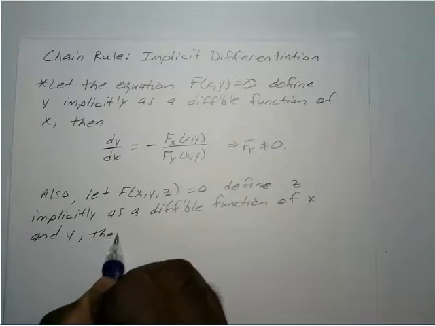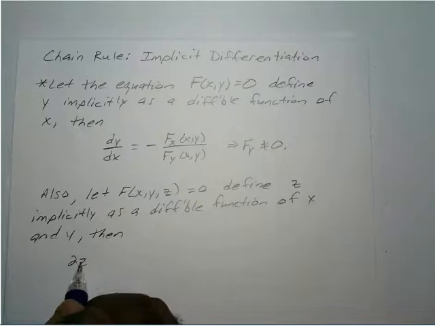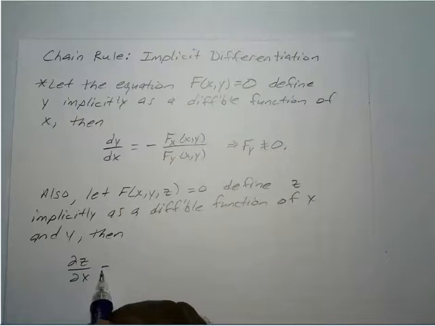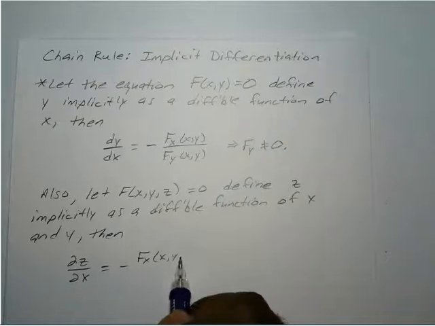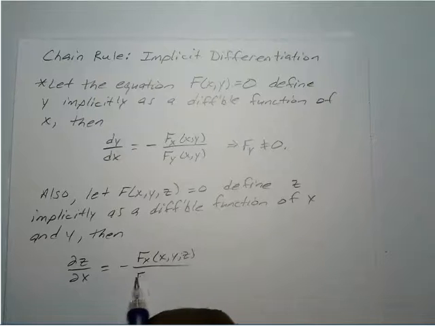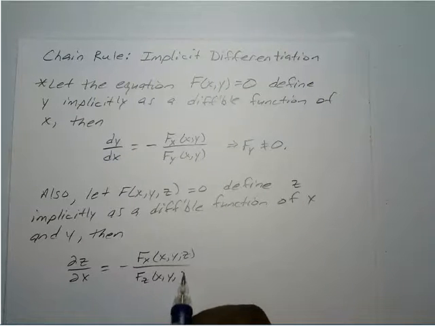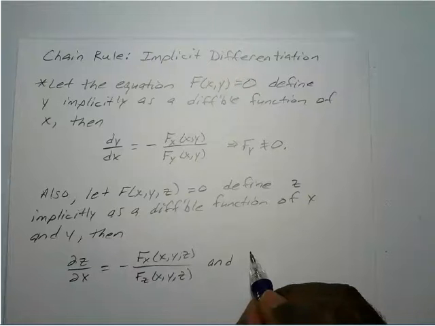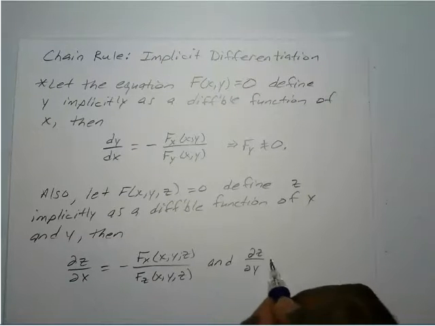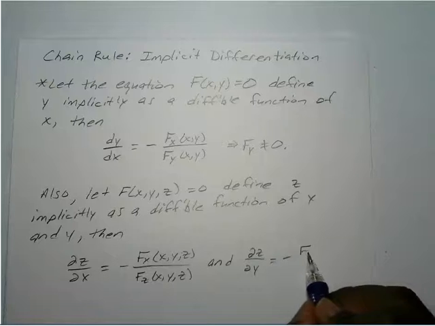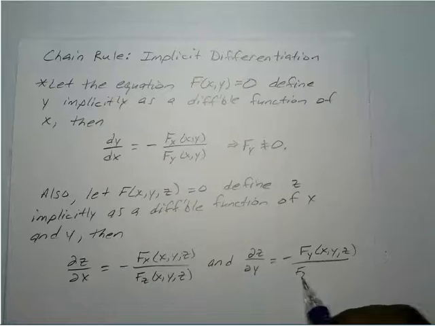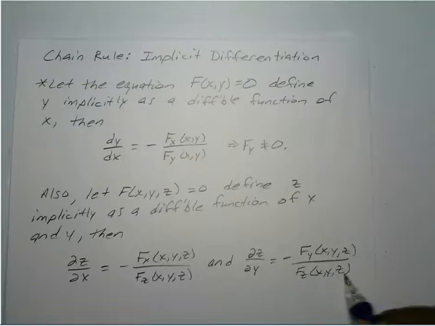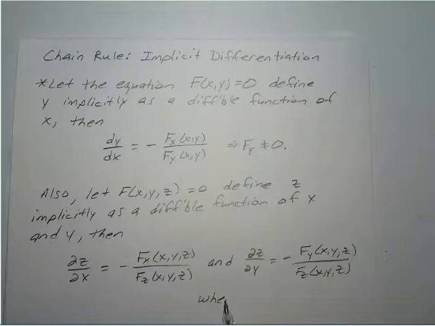Now, if that's the case, then the partial of z with respect to x is going to equal negative partial of f with respect to x over partial of f with respect to z, and your partial of z with respect to y is going to equal the negative partial of f with respect to y over partial of f with respect to z. Of course, that's where we assume that your partial with respect to z does not equal 0.